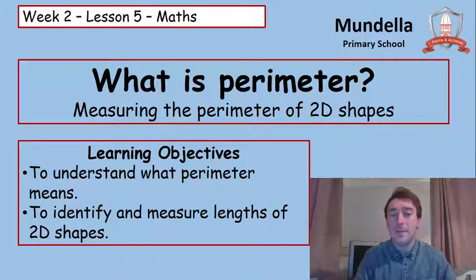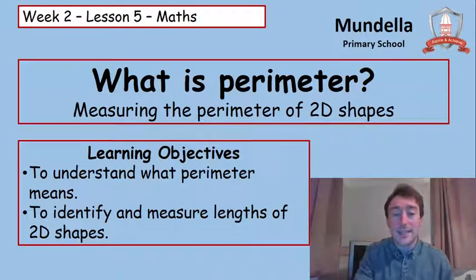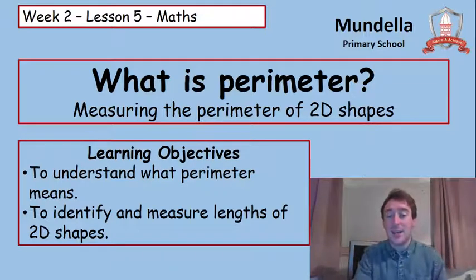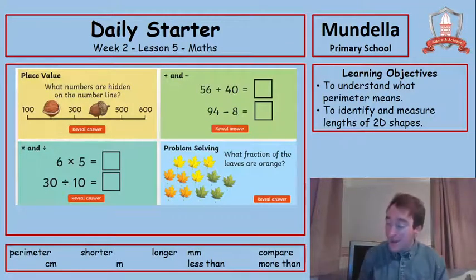Okay, what I want you to do is pause the video, put your date at the top, and then write down the LO, which is, what is perimeter? Okay, unpause when you're ready, and then we'll get started in 3, 2, 1. And of course, as ever, we get started with our daily starter.